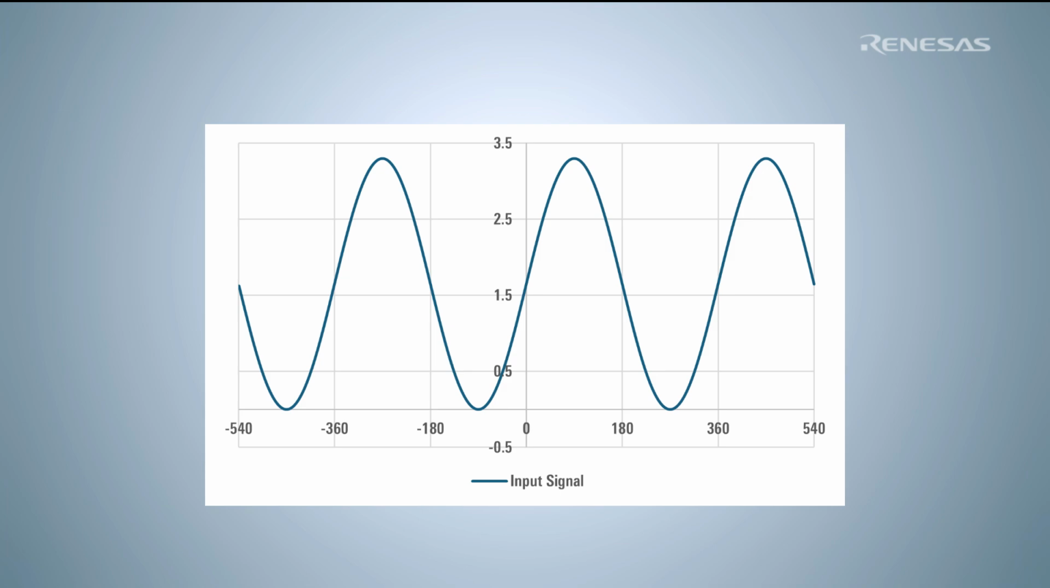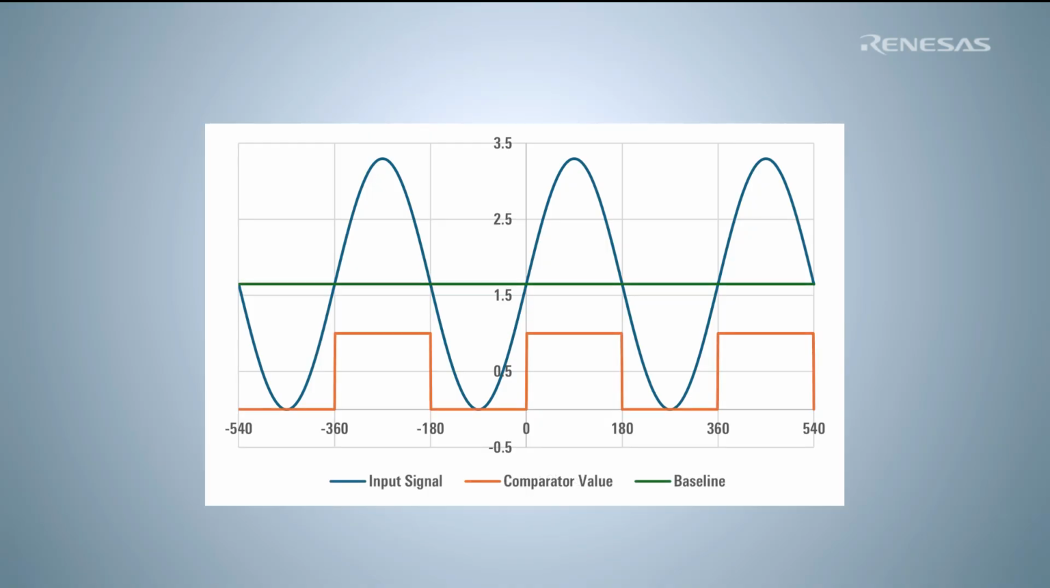Well, one method is to make use of a high-speed comparator module to track the zero crossings. What we mean by this is whenever the sinusoidal signal is crossing over from positive to negative or the other way around, we can register that timestamp.